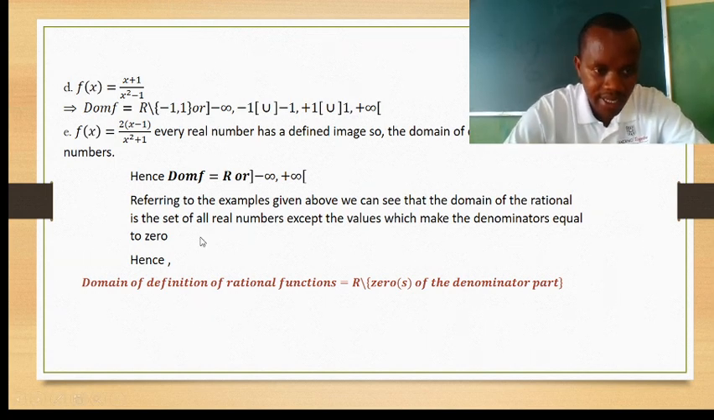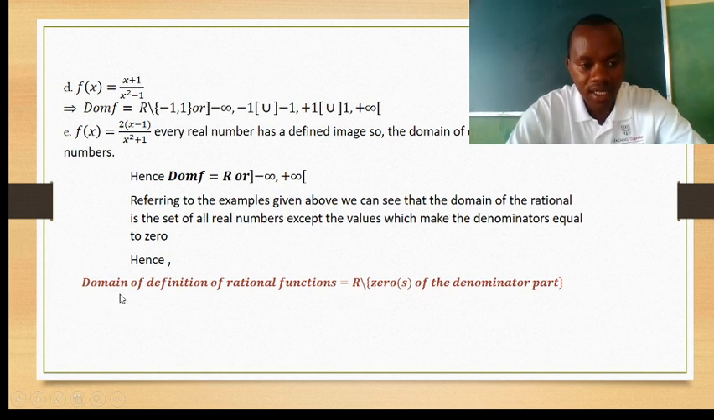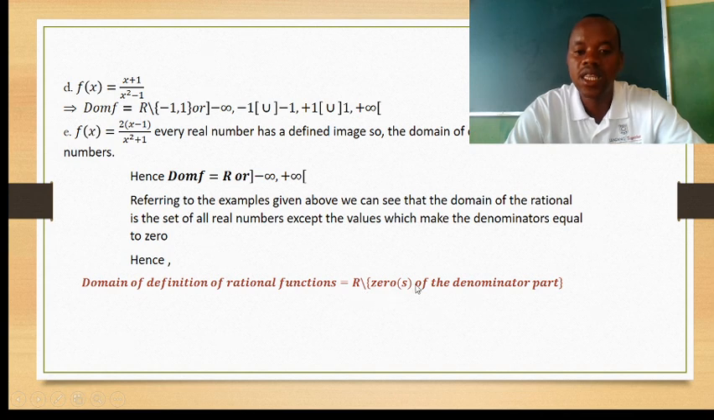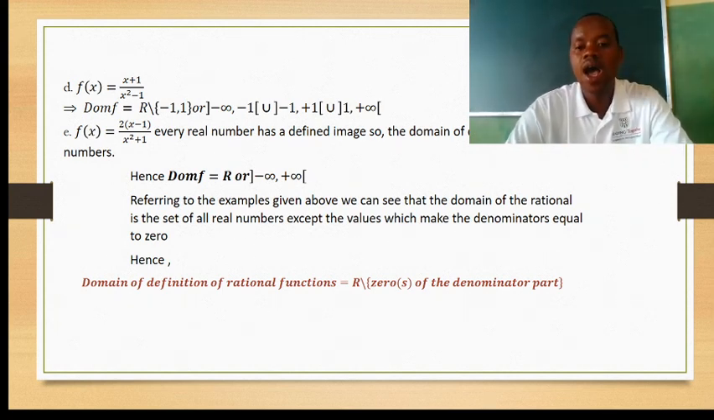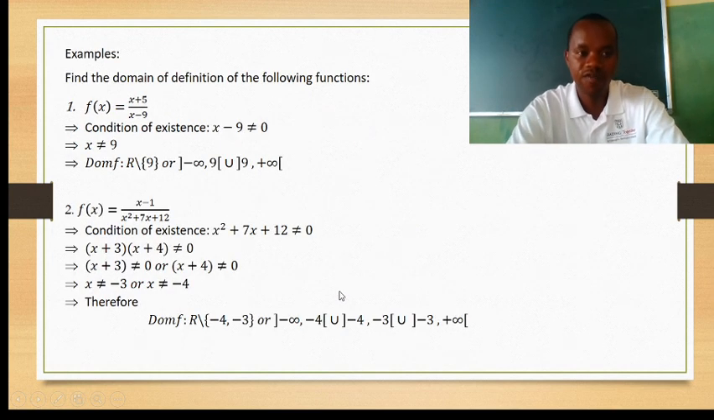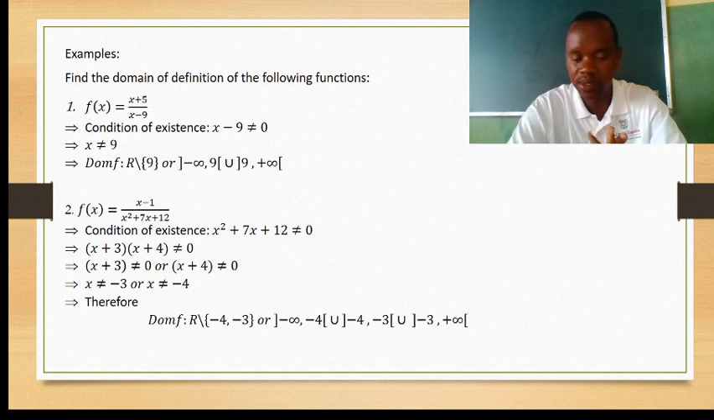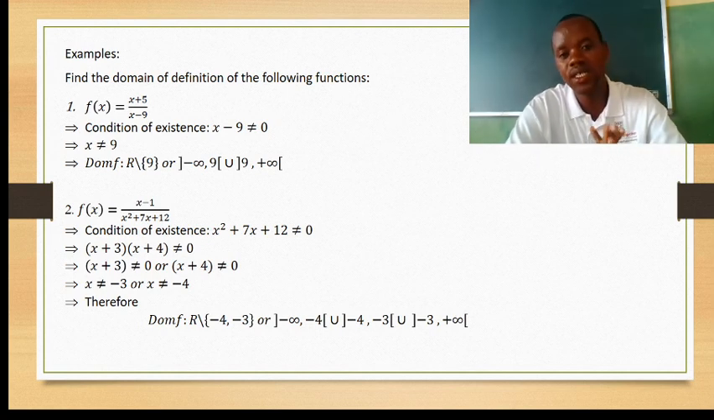Hence, as a summary, we can say that the domain of definition of rational functions is always the set of all real numbers minus the zeros of the denominator part. The values which make the denominator part equal to 0 are the values to be removed from the set of all real numbers. I think this one is understood. It's very simple. We have other examples here related to this rule written in red color.